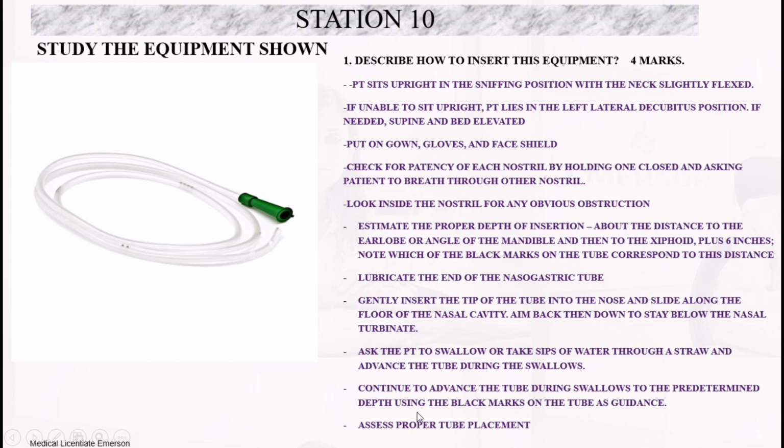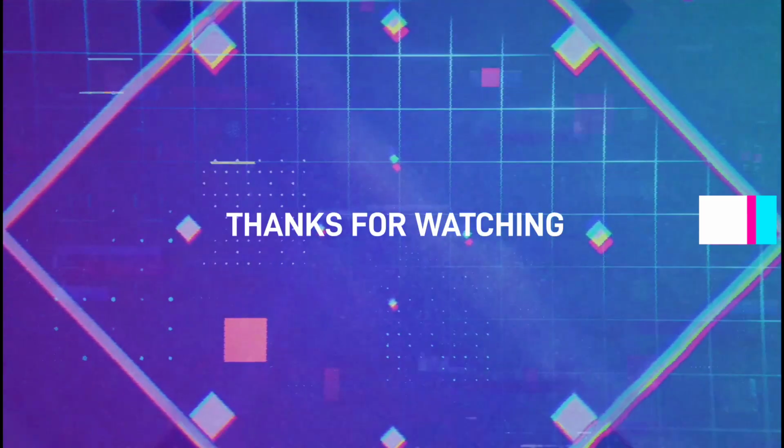Okay, then continue to advance the tube during swallows to the predetermined depth using the black marks on the tube as guidance. Then assess proper tube placement, and this is also one of the next questions in the practical exam. So how do we assess proper tube placement? Just comment on this video how you assess for proper tube placement, and I'll be glad to reply to you. Otherwise, this is the end of the video.